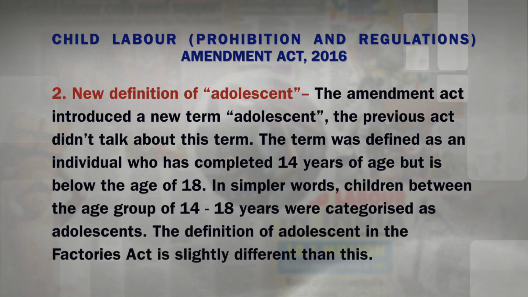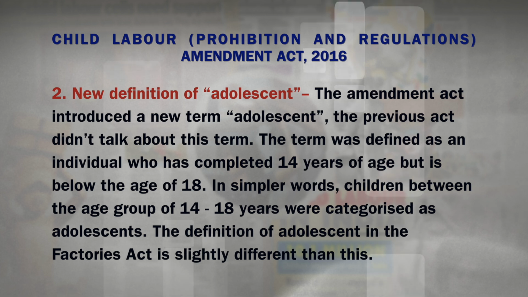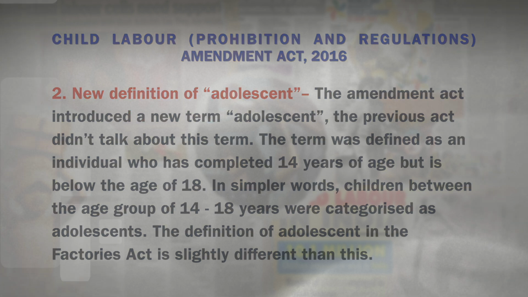Secondly, there is a new definition of the term adolescent. The Amendment Act introduced a new term, adolescent. The previous Act did not even talk about this term. The term was defined as an individual who has completed 14 years of age but is below the age of 18 years. In simpler words, children between the age group of 14 to 18 years were categorized as adolescents. The definition of adolescent in the Factories Act is slightly different from this.